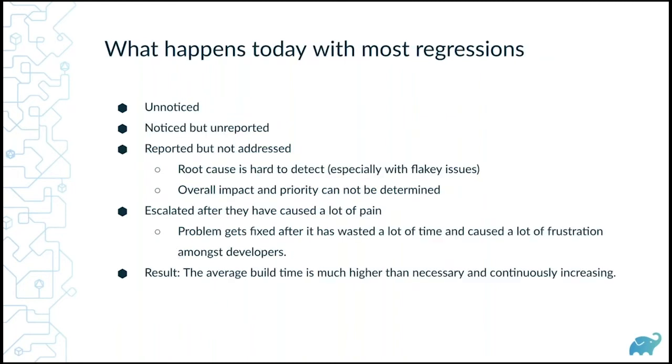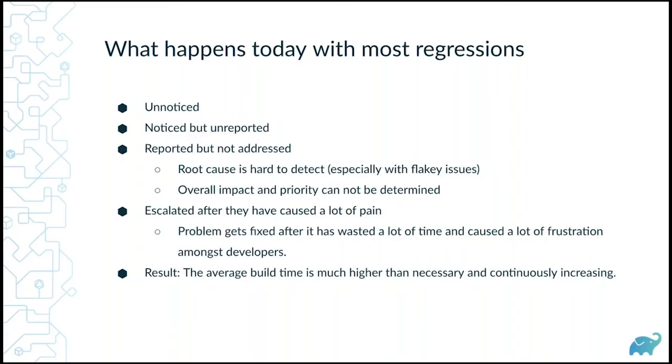New office location. So what we see at the moment is that most regressions are either unnoticed, or they're noticed but unreported, or people don't have a lot of luck in reporting regressions. They're reported but not addressed because the root cause is hard to detect, especially with flaky issues, and the overall impact and priority cannot be determined. If I say, oh, my build is slow, to the build team, how do they prioritize that? If you had data to see that 50 developers are affected by that performance problem, it would be pretty easy to prioritize. If you don't have that data, it's hard for you to make a call.